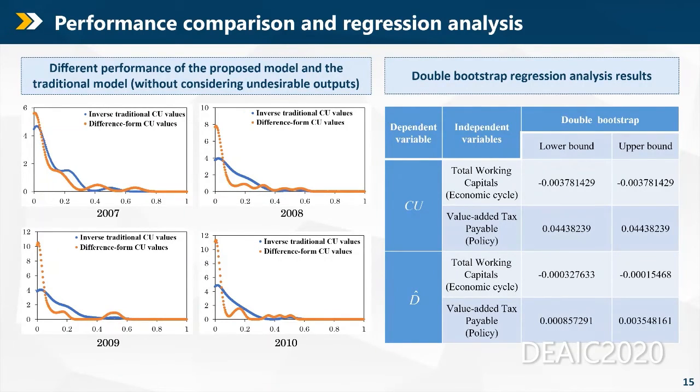The regression results show that CU and the unrestricted DDF both show negative correlation with total working capital and positive correlation with the value-added tax payable. Therefore, low-level interest and tax will be beneficial for the improvement of capacity utilization and efficiency in Chinese manufacturing industries.